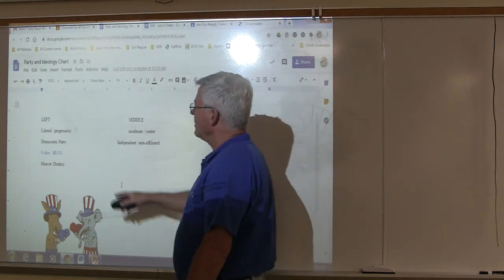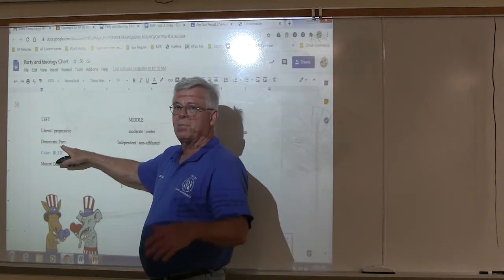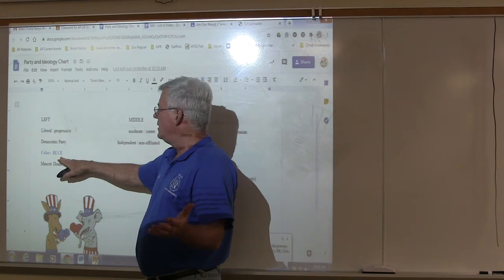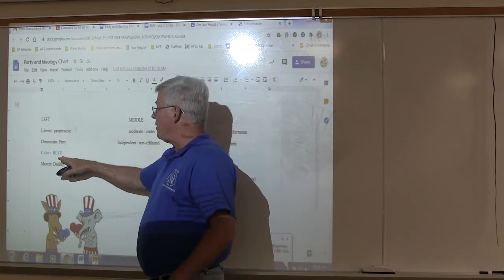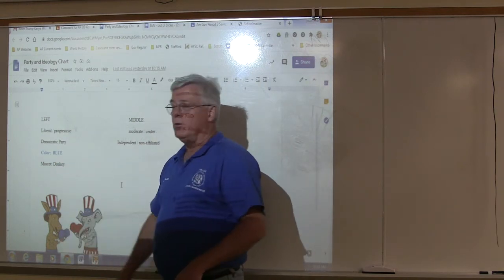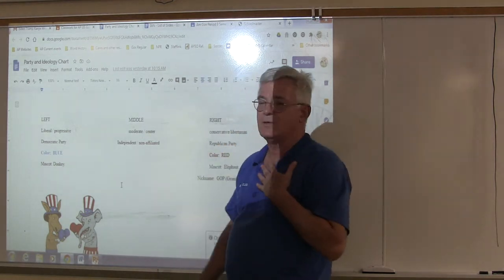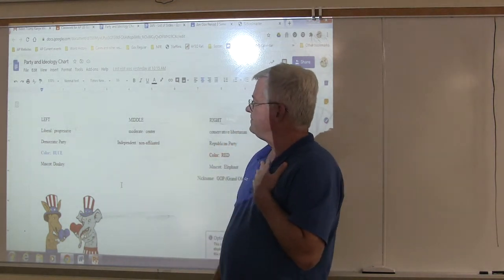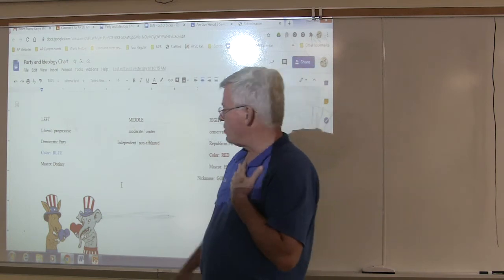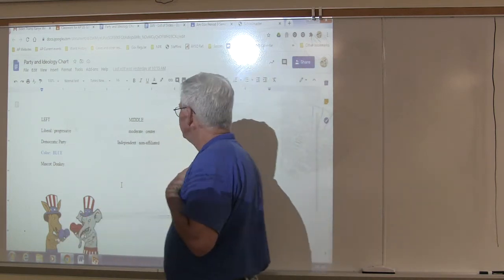Okay, so the Democratic Party is on the left. The color of the Democratic Party is blue. Hey, I'm going to test you on this. Their mascot is the... No, not the jackass. I may be a jackass, but their mascot is the donkey. It's the donkey, right?